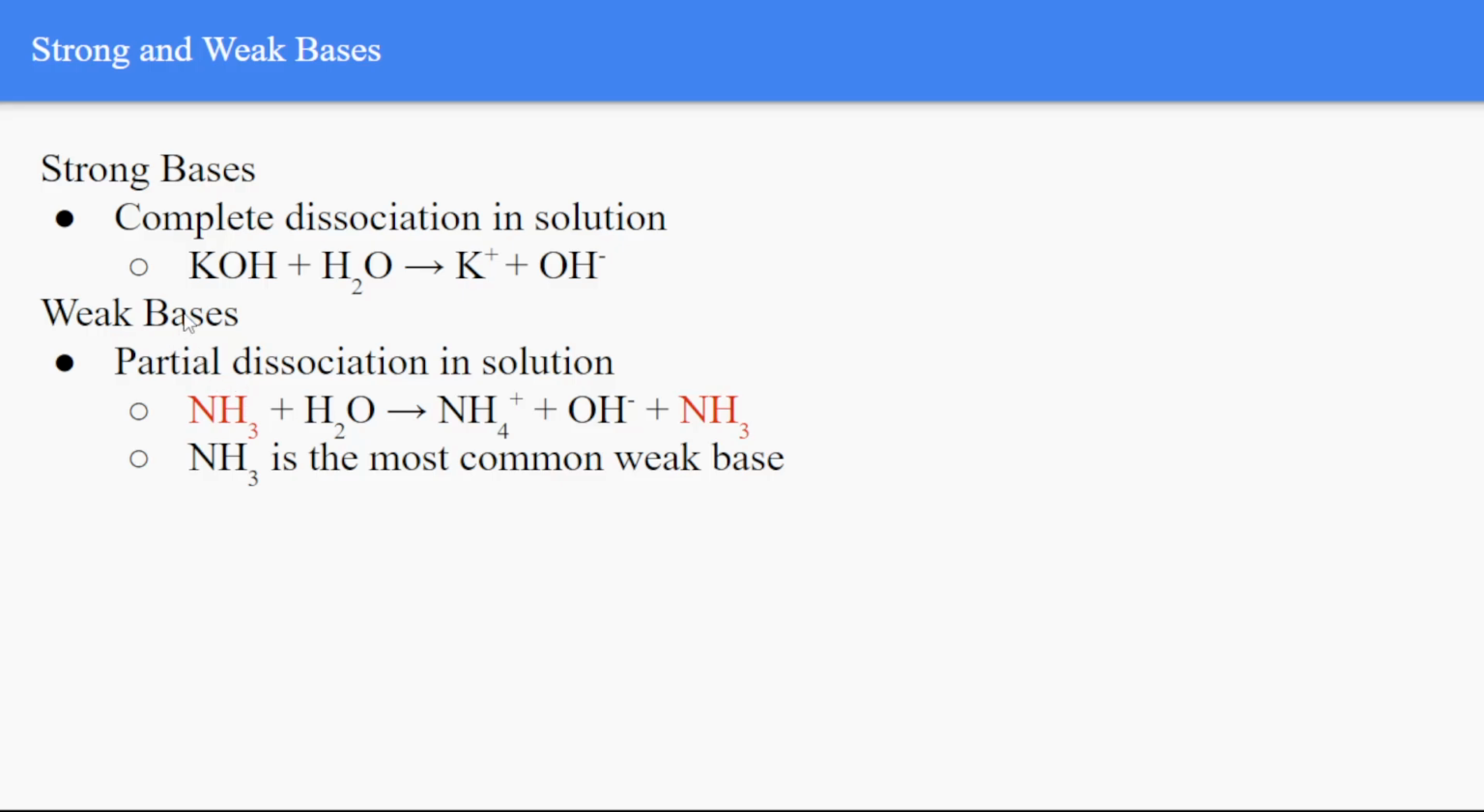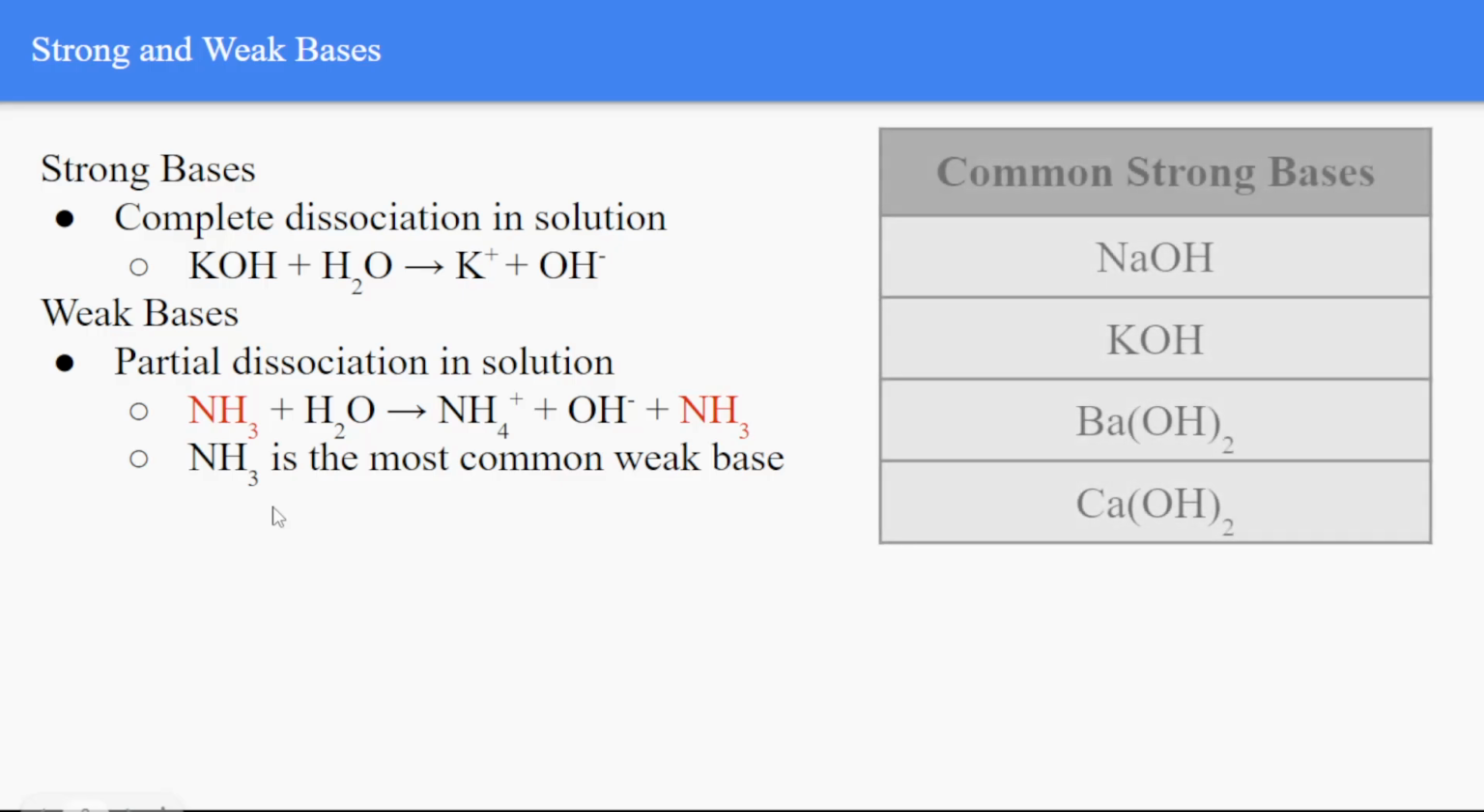Your weak bases, you only get partial dissociation. Notice that you had NH3. It generates ions. One of those ions is hydroxide, an indicator that it's a base, but this NH3 did not dissociate completely. That makes it a weak base. Now, NH3 is the weak base that we will see the most, but there are other weak bases. Now, the common bases, the strong bases, you need to memorize these. There's only 4 of them, so it shouldn't be that difficult.